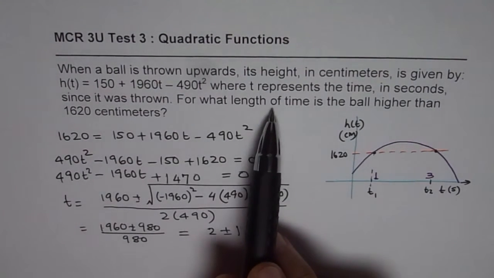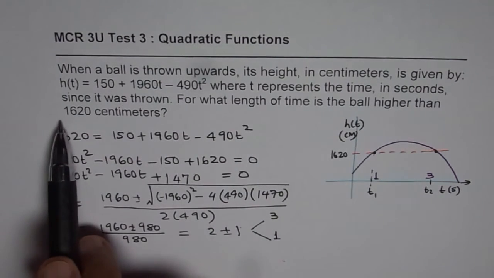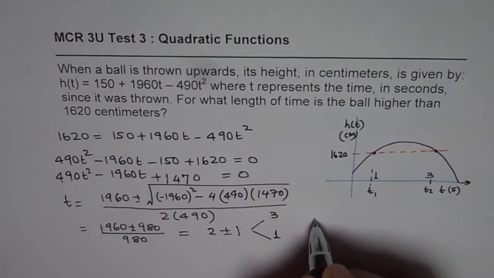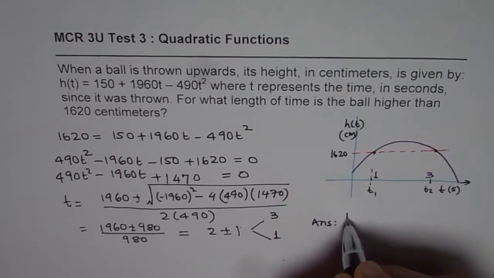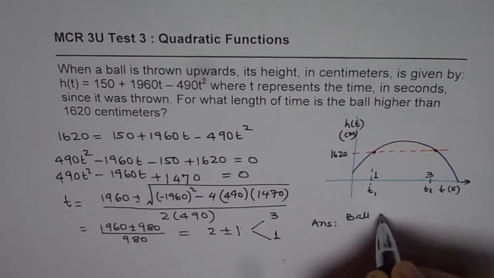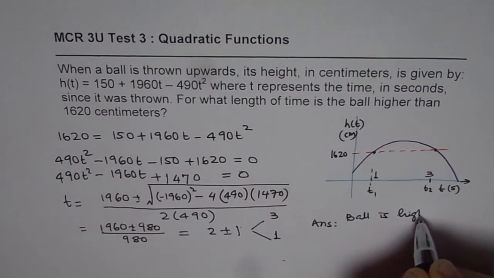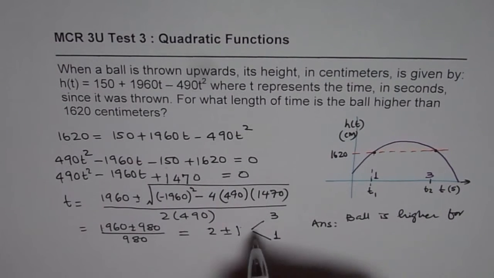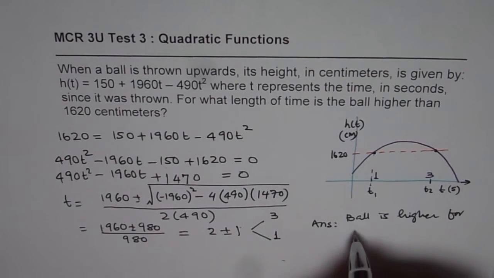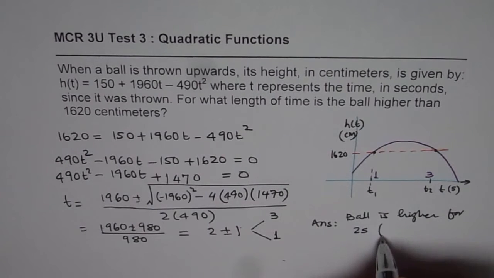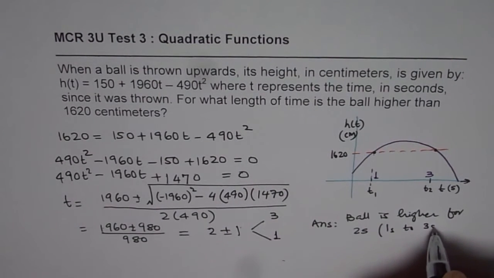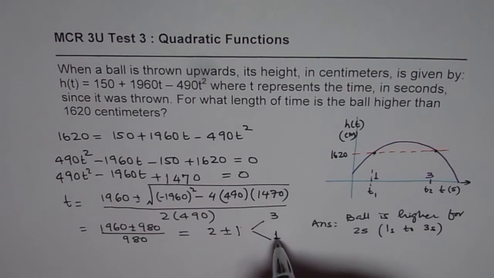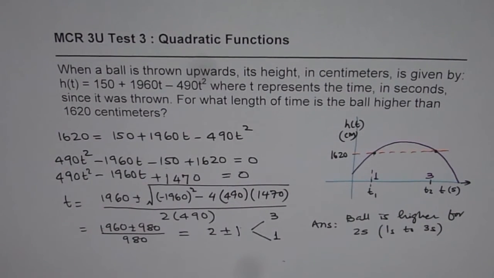For what length of time is the ball higher than 1620 centimeters? The answer is the ball is higher for 2 seconds, between 1 second and 3 seconds. We find the difference of the two, 3 minus 1, and that gives the answer. That is how you should be solving this question. I hope that helps. Thank you.